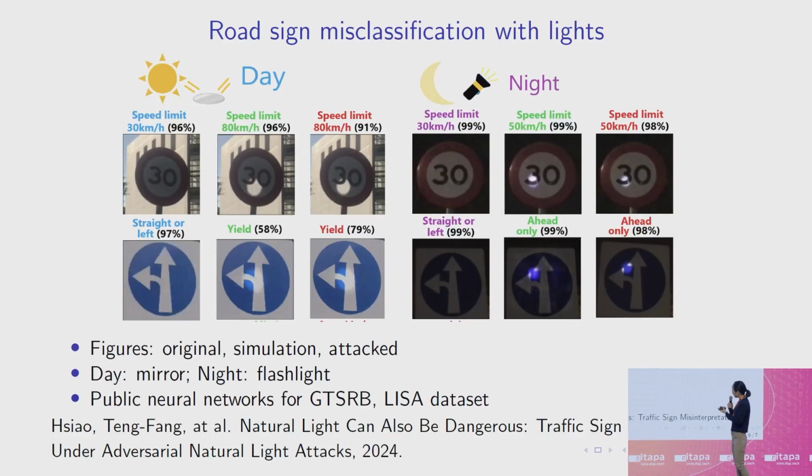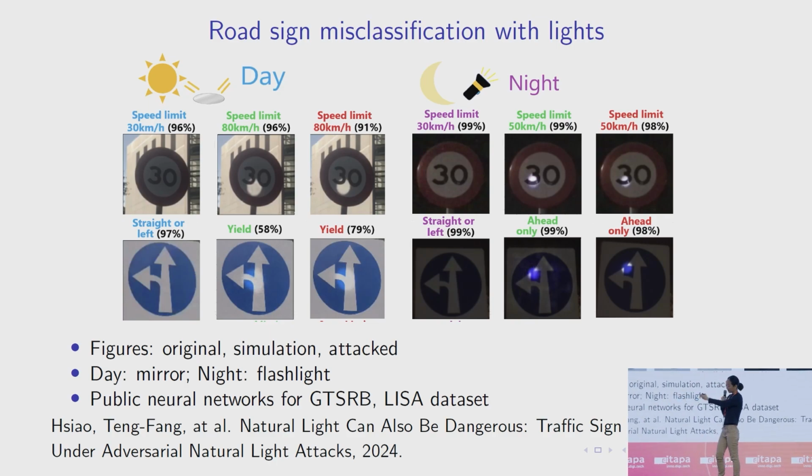The last example I want to talk about is road sign misclassification. These authors propose to use extra lights on the road sign to cause misclassification. During the day, you can use a mirror, and during the night, you can use a torchlight. We have three rows here. The first row is the original classification result. The second row is the simulation from their analysis tool. And the last one is the real-life scenario, the real attacks they carried out.